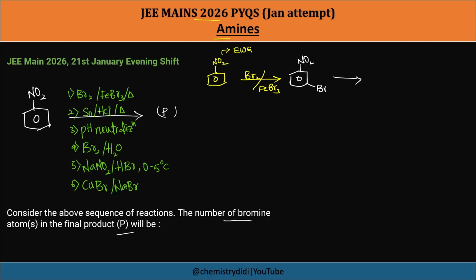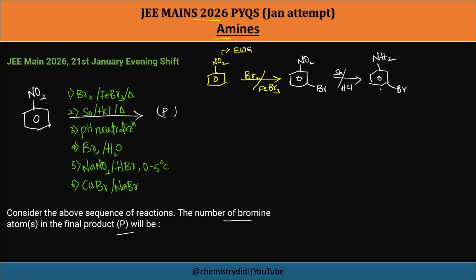And then the next reagent is Sn/HCl, and you might have an idea that this is a reducing agent. It will reduce this NO2 to NH2. Okay, so this nitro group will get converted to NH2, and here this bromine will be unaffected, and the name of this compound will be meta-bromonitrobenzene. Okay, so here what we have got is meta-bromoaniline.